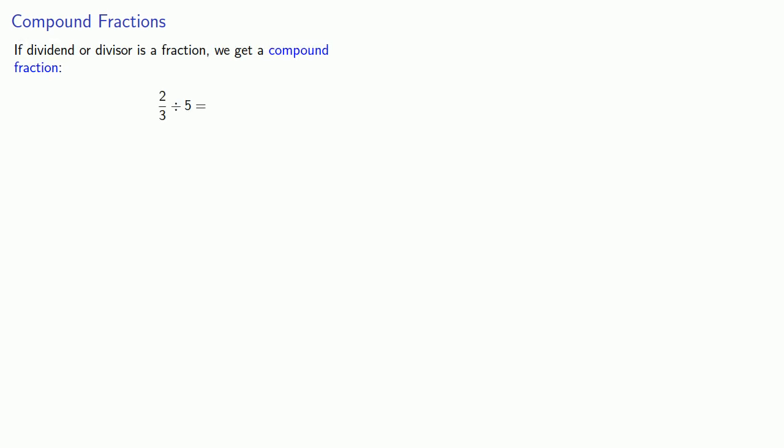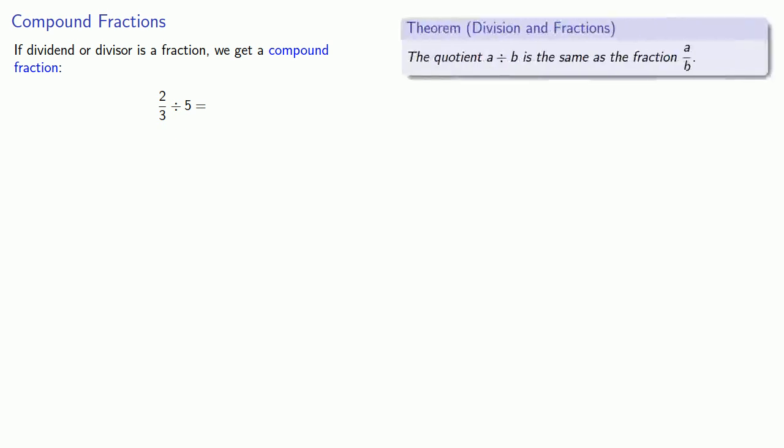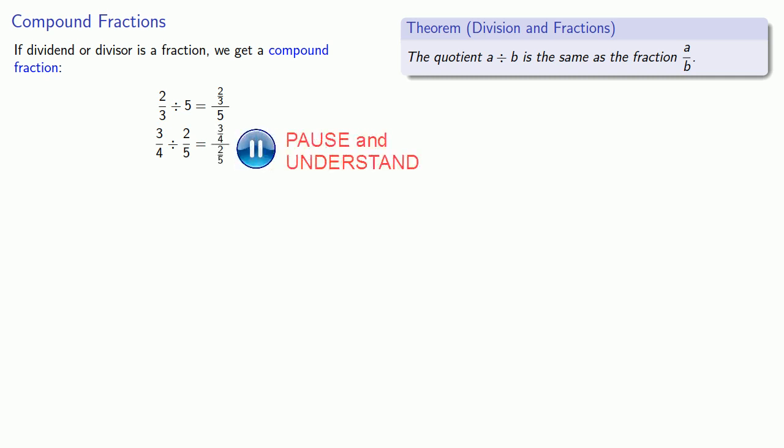For example, 2/3 divided by 5. Well, our theorem says that A divided by B is the fraction A over B. That's a fraction with A as the numerator and B as the denominator. So 2/3 divided by 5 is 2/3 over 5. Or 3/4 divided by 2/5. Well, that's a fraction with numerator 3/4 and denominator 2/5. 8 divided by 1/5. Well, that's a fraction with numerator 8 and denominator 1/5.